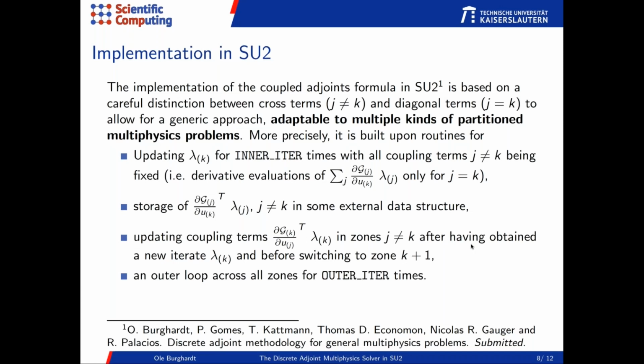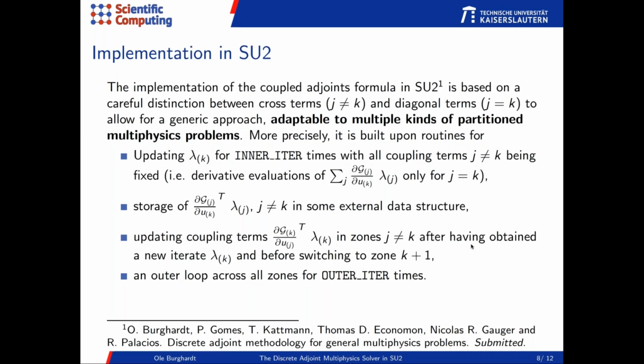So those are the terms in the sum of solution operator derivatives for J not equal to K, and the diagonal terms, which would be the usual terms the discrete adjoint solver in each zone is built on. This allows for a generic approach that is also adaptable to multiple kinds of partitioned multiphysics problems.